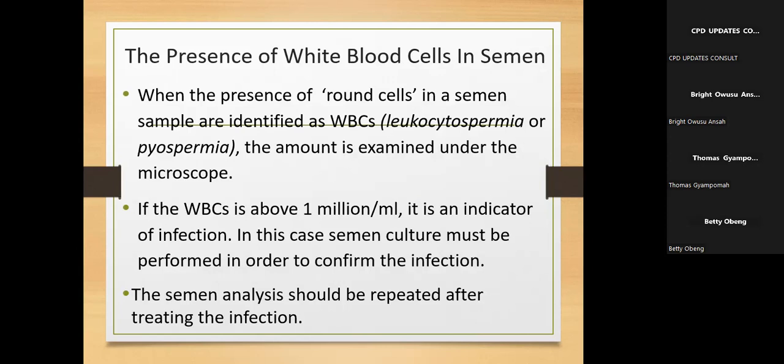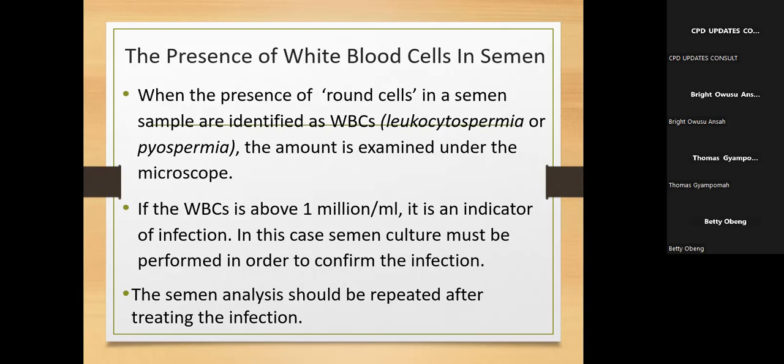So if you do your wet mount and you see a lot of round cells and you are concerned, you will do a test, either abstain or the peroxidase test, and then you see that the round cells are predominantly white cells. What does it mean? If they are white cells, then the presence of white cells in the semen, as you know already, is leukocytospermia or pyospermia. When you call them pus cells, it becomes pyospermia. If you call them leukocytes, it becomes leukocytospermia. All right. So then what next?